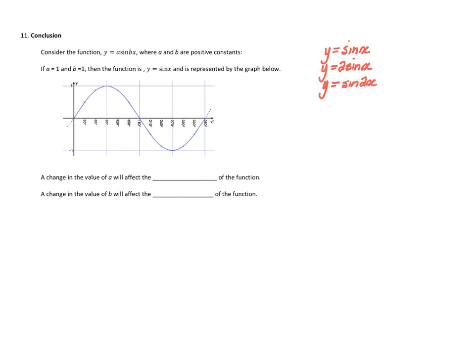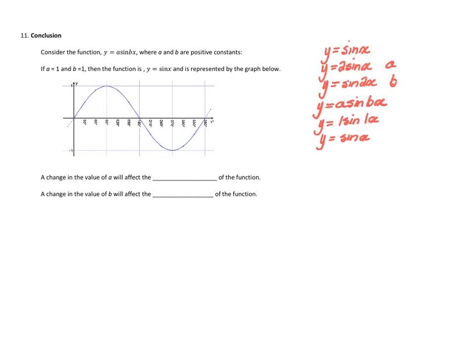We can combine that into a general form and look at the function y is equal to a sine bx. So over here we looked at a, over here we looked at b, over there we've put the two together. If a is 1 and b is 1, you get y is equal to 1 sine 1x, which is simply y is equal to sine x. And that is the graph that's been drawn over here.